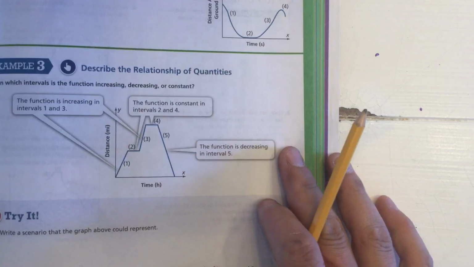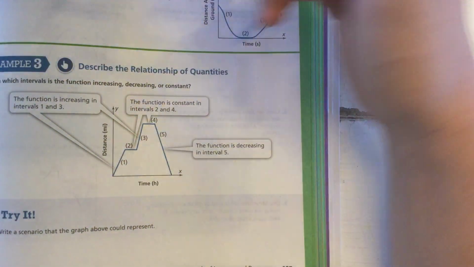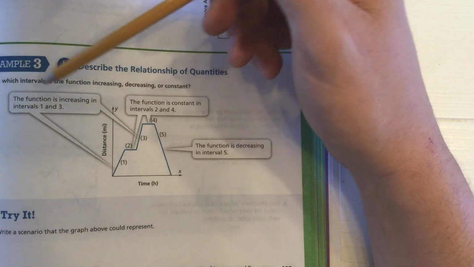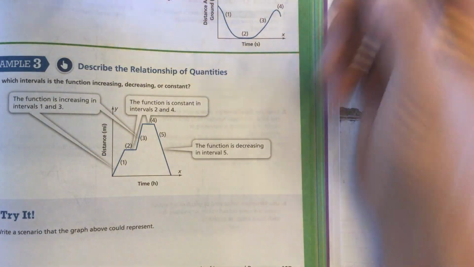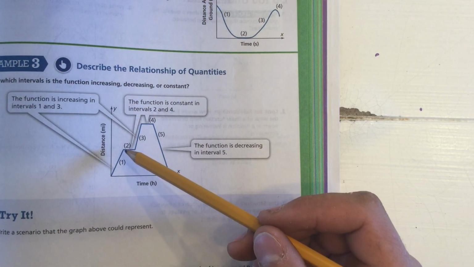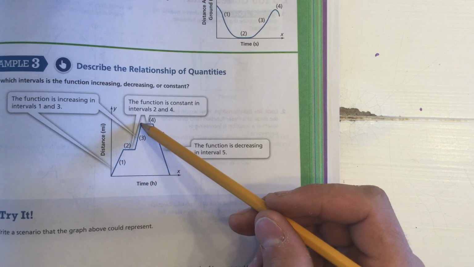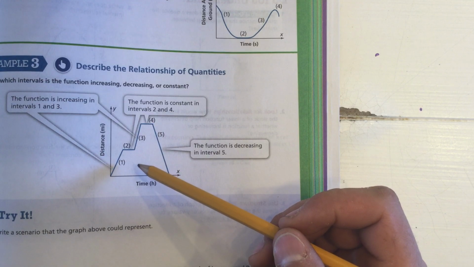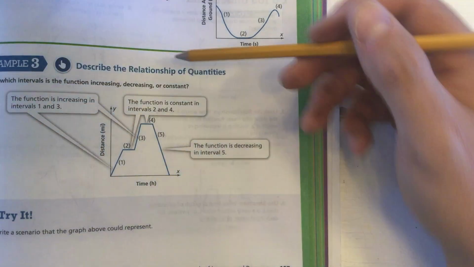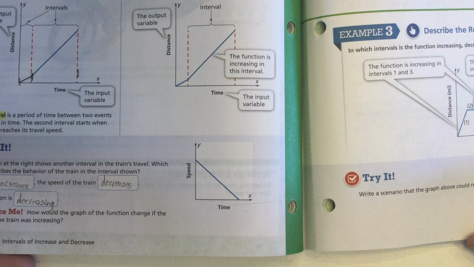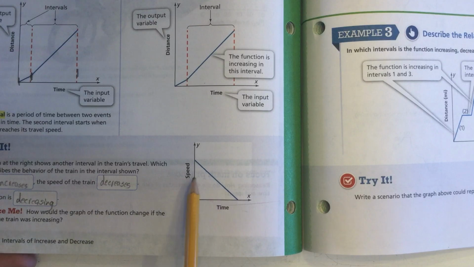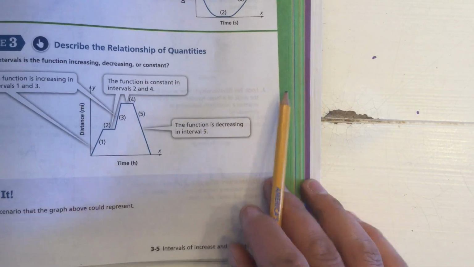All right, let's take a look at this one. Describe the relationship of quantities. In which intervals is the function increasing, decreasing, or constant? 1, increasing, so it's 3. 2 and 4 are just flat, so they are constant. And 5, decreasing. So let's go back. Is that one increasing, decreasing, or constant? Well, constants are flat, so this one's got to be doing what? Decreasing. All right, now we got that answer.